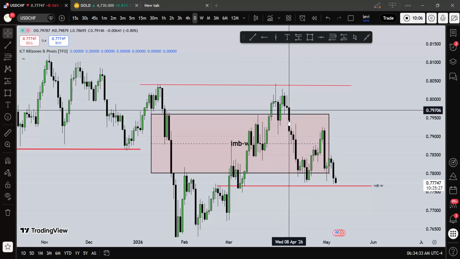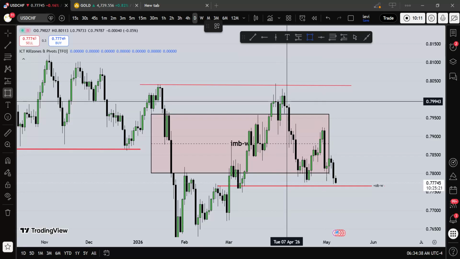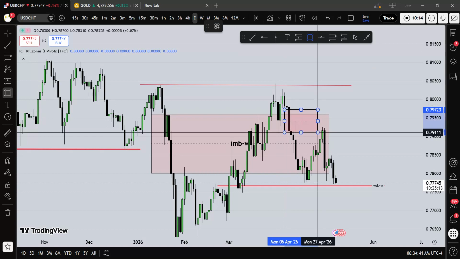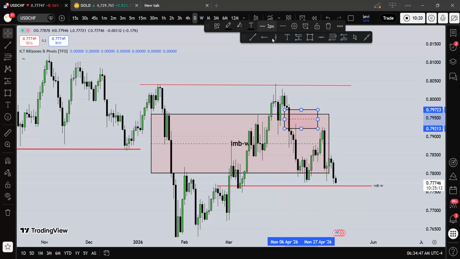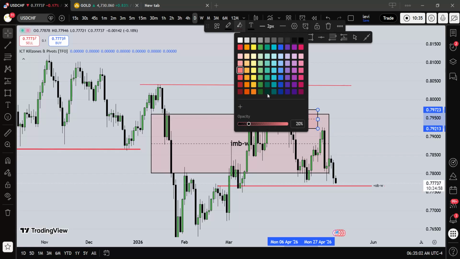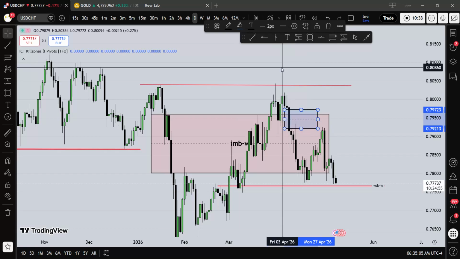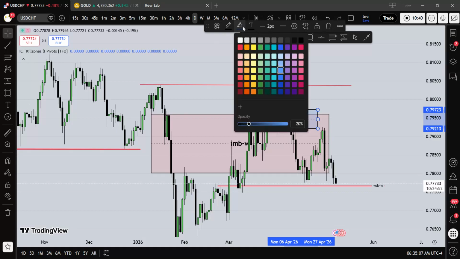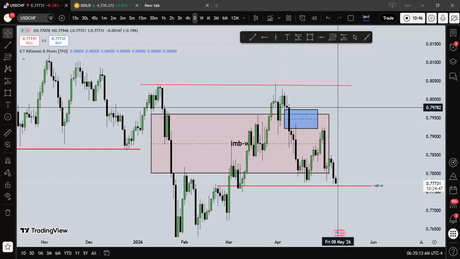Watch this fair value gap here. This is on the daily chart. So reactions will be so strong on the weekly and on the daily and also the 4 hour. So we'll make this another color so we'll be able to flesh that out when we're looking at our grades. Let's make this blue. That's nice.